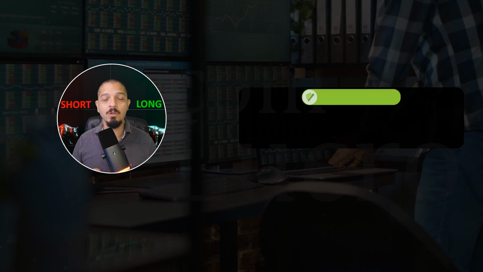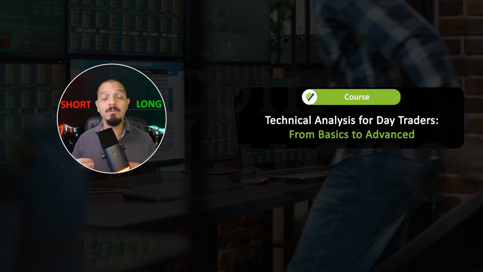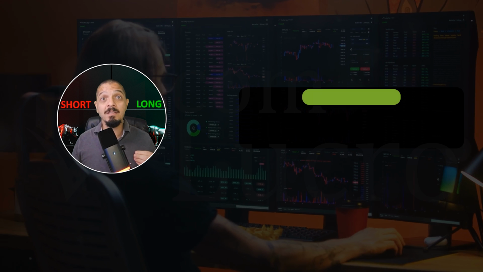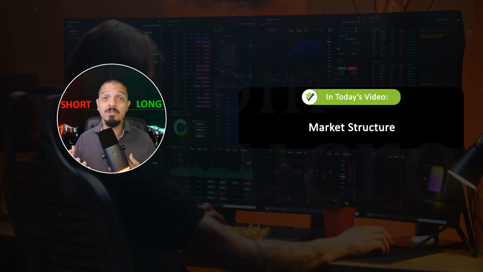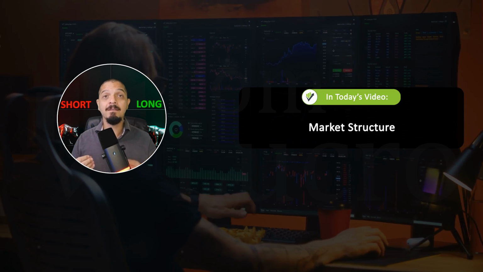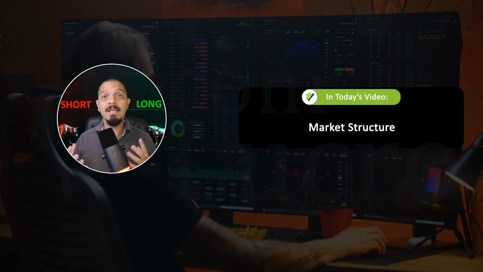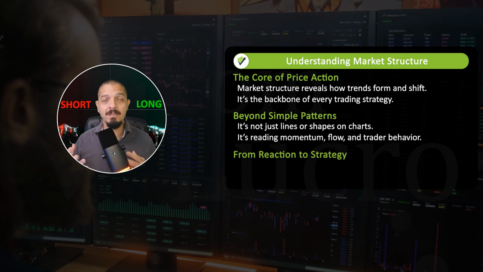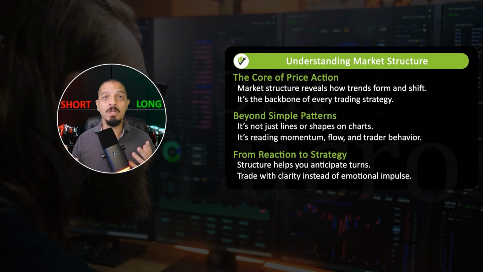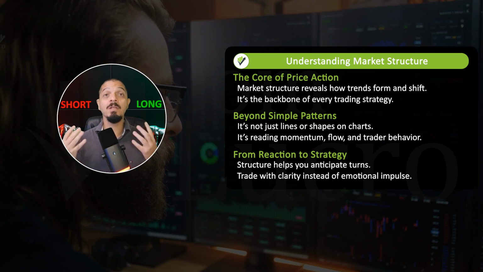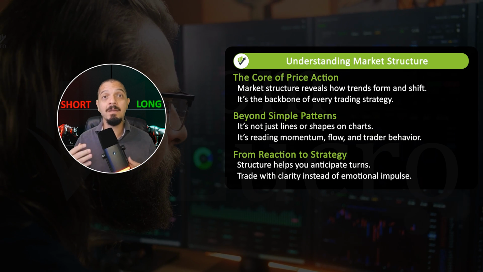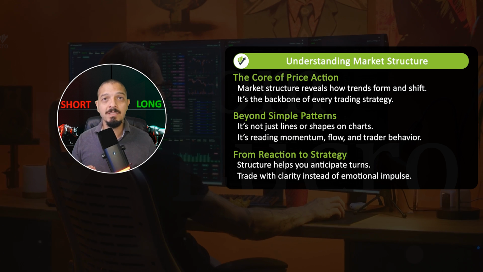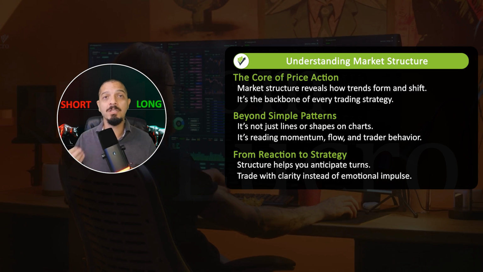In today's chapter of our course, Technical Analysis for Day Traders, from Basics to Advanced, we're focusing on one of the core pillars of trading, market structure. Understanding market structure is key to gaining an edge in the markets. It's not just about spotting patterns. It's about reading the flow of price action, recognizing how trends form, and identifying the zones where high probability trades occur. At its core, market structure helps you align with the trend, anticipate shifts in momentum, and manage your positions with clarity and confidence. It's what separates reactive trading from strategic decision-making.